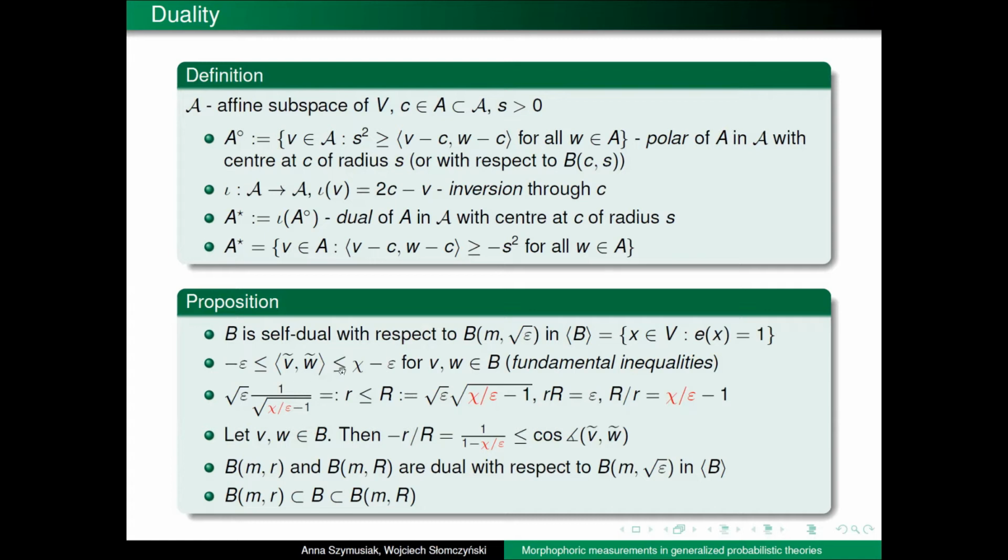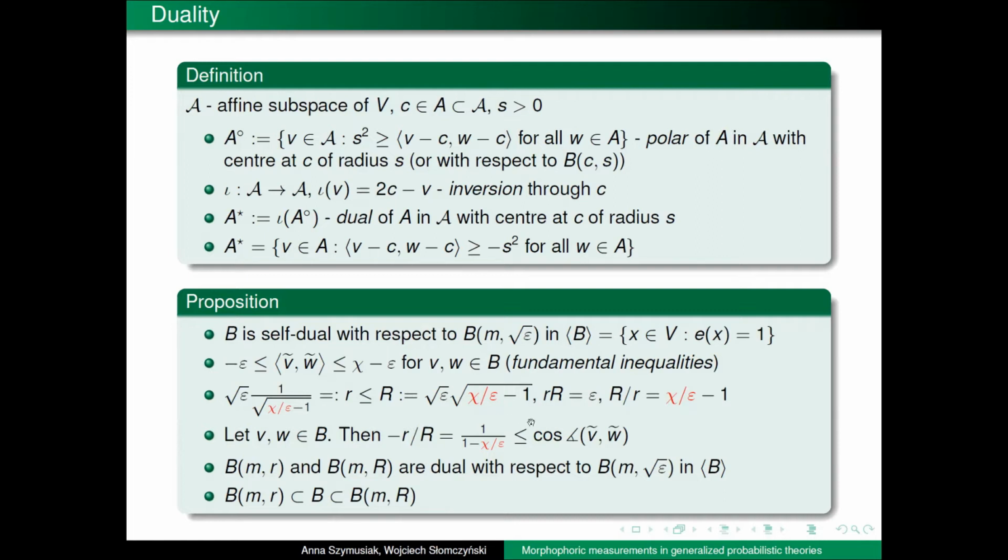We can also obtain some other elements of geometry, like fundamental inequalities, which are for Bloch vectors, and finally one can prove that this state space lies somewhere between two balls, larger and smaller, and we can calculate the radii of these balls, and here this expression chi over epsilon is present.